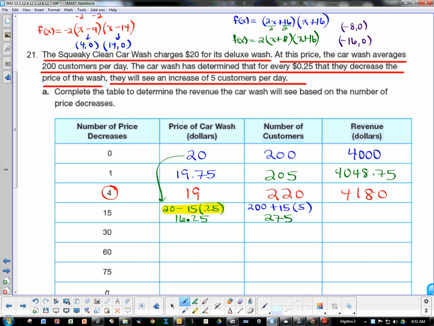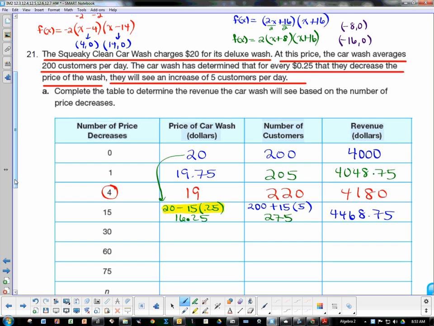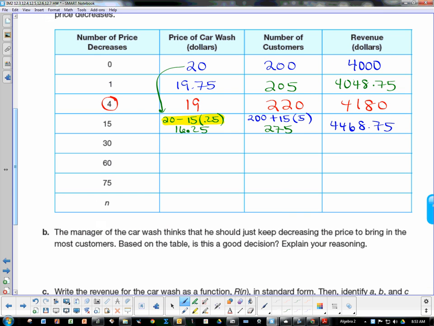When you multiply those together to find the revenue, 275 people received the car wash at $16.25 apiece. That's going to be 4,468.75. Now, as we scroll down through, just imagine that we did fill out all of these. Look what we have.